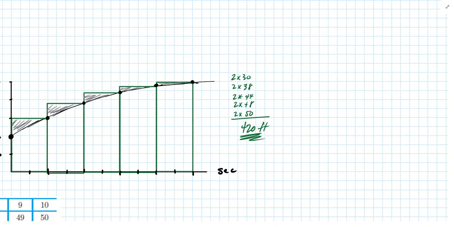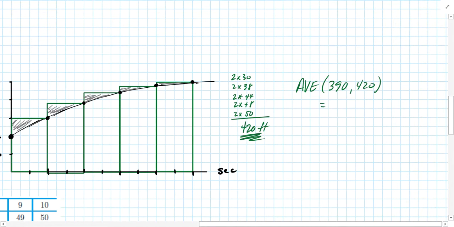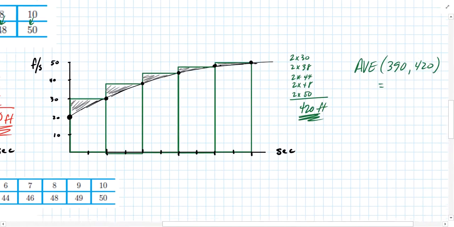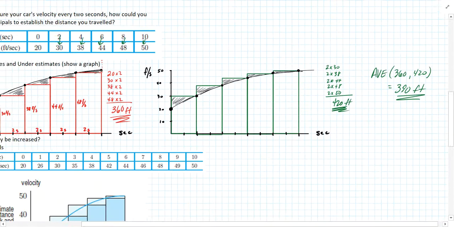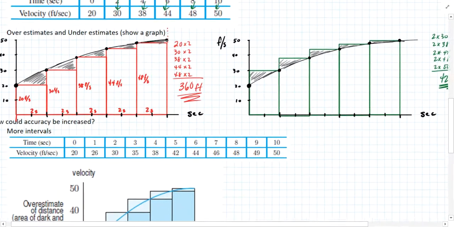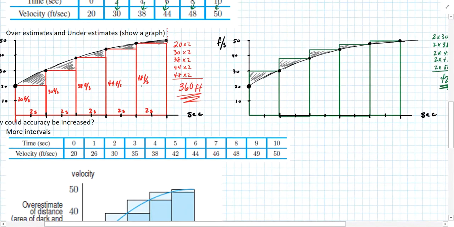So what would you do to find a better estimate? Well, hopefully you're thinking we can just find the average of those two. If we find the average of 360 and 420, sorry, I reported that wrong here. The average of 360 and 420 is 390 feet. And that might be a better approximation, too. I don't think it'll be perfect, though, but it'll be a better approximation than the underestimate and the overestimate exclusively.